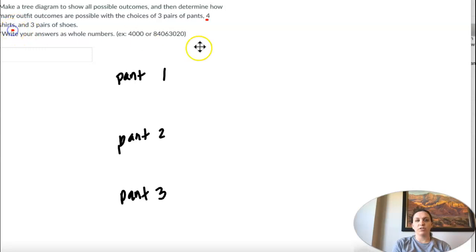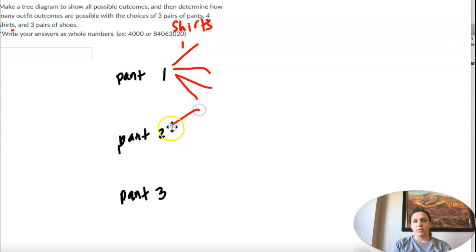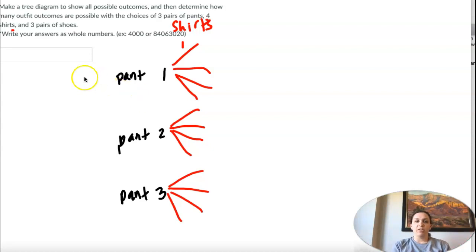There's 4 shirts for every pair of pants. So shirts. 1, 2, 3, 4. 1, 2, 3, 4. 1, 2, 3, 4. And then it just gets bigger, it grows like a tree. That's why we call it a tree diagram.